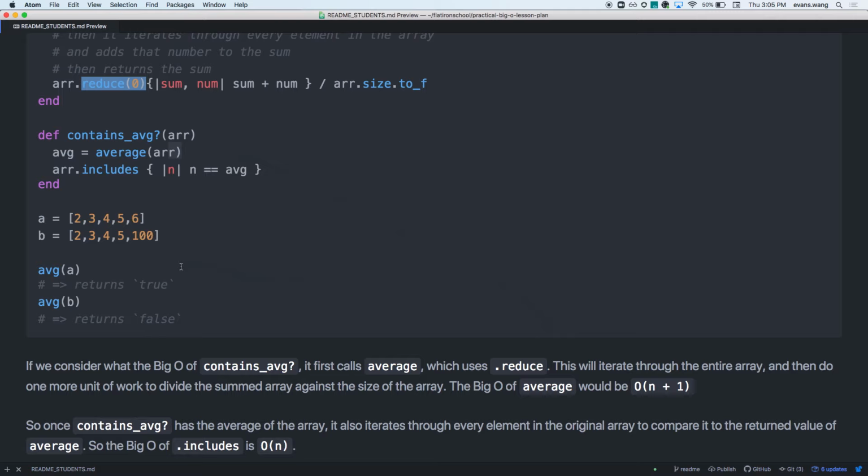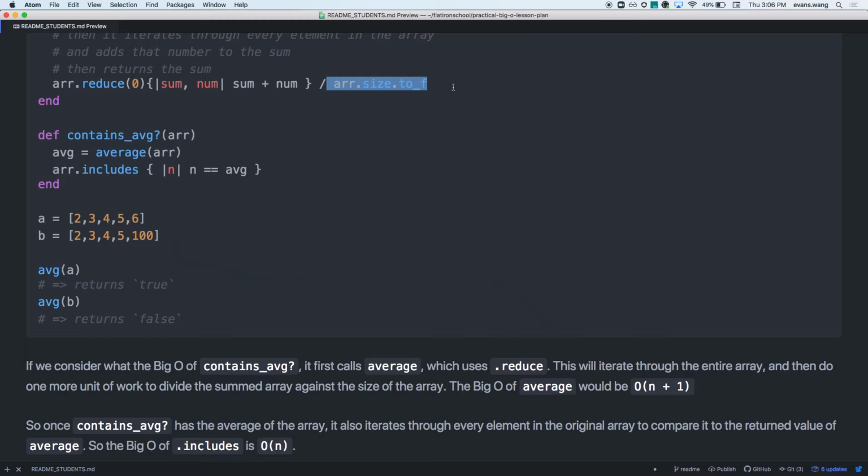Not exactly, but let's do this. As it's written right now, let's calculate the big O. The idea is that reduce is one of those enumerables. It goes through every single thing, right, and it adds it all up. And then it does one additional unit of work. So reduce is an enumerable, and it's just big O of n. And then it does this divide. So that's like one extra thing it has to do.